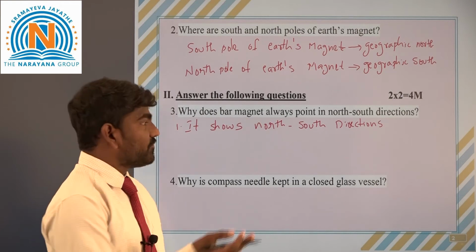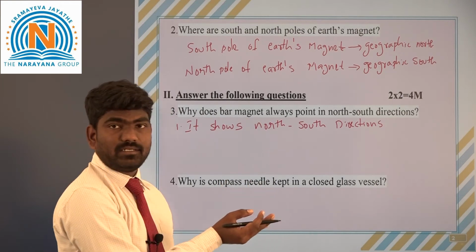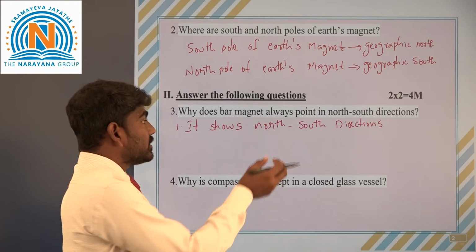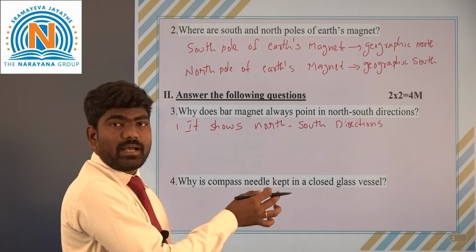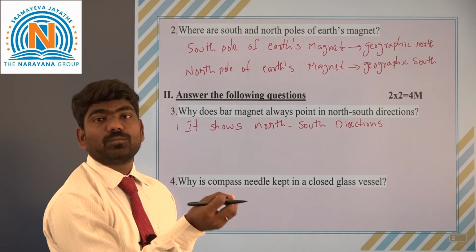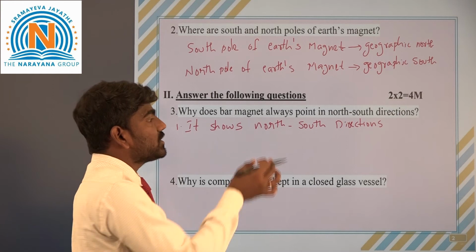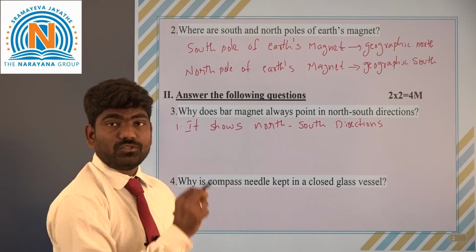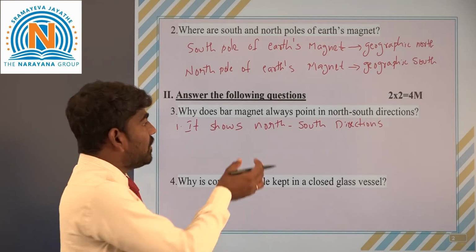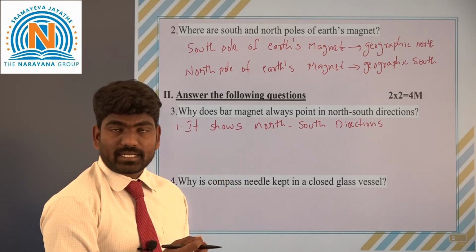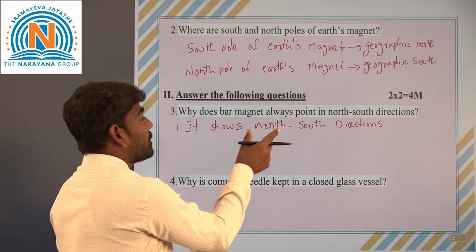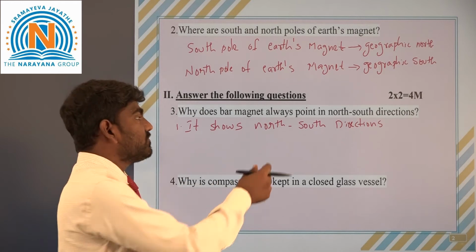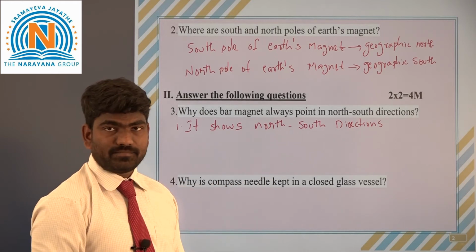Because when we freely suspend it, Earth also behaves as a magnet. The north pole of this magnet is attracted to the south pole of Earth, and the south pole of this magnet is attracted to the north pole of Earth. Due to this attraction between our magnet and Earth's magnet, it shows a particular direction, north and south, when we freely suspend a magnet.